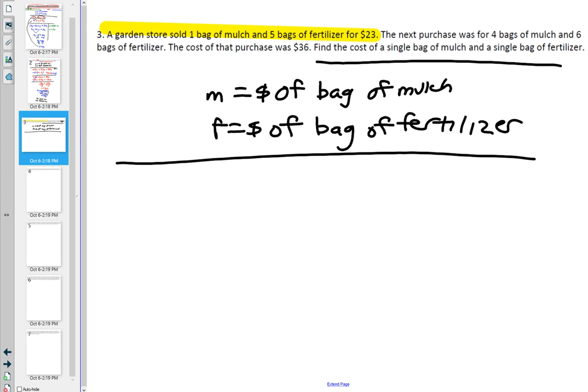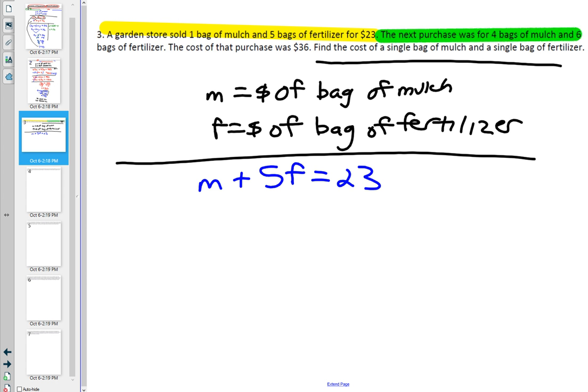Well, go ahead. Okay, so she said 1M, but what is 1M the same as? It's the same as M. Then plus 1F. 5F, good, is equal to 23. Okay, now the next purchase. The next purchase was 4 bags of mulch and 6 bags of fertilizer, and that cost $36.